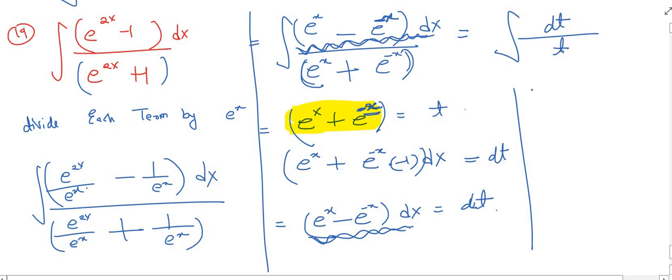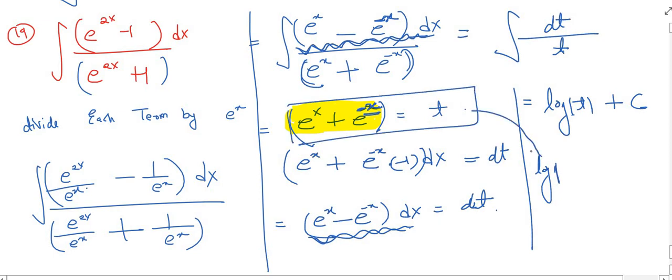Yes or no? So this will become integration log of t plus c, because integration of 1 by t is log t. And what was t? t was this. So put here e raised to power x plus e raised to power minus x plus c. This is the answer.